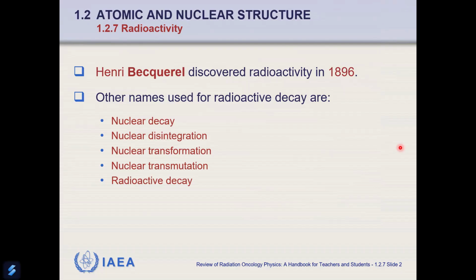There are many other names that are used to describe radioactivity. Depending on the text, sometimes it's called nuclear decay, nuclear disintegration, nuclear transformation, nuclear transmutation. But the most common term, I believe, is radioactive decay or nuclear decay. In this course, we will mostly use the term radioactive or nuclear decay. The other terms, not so much.